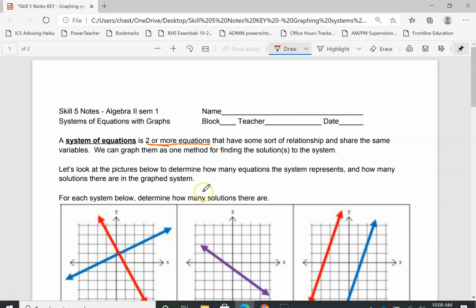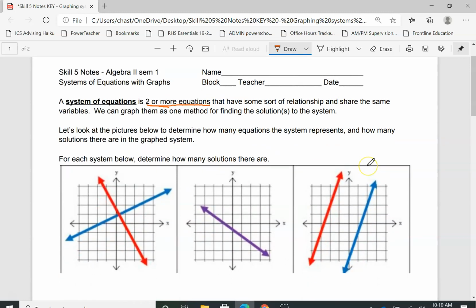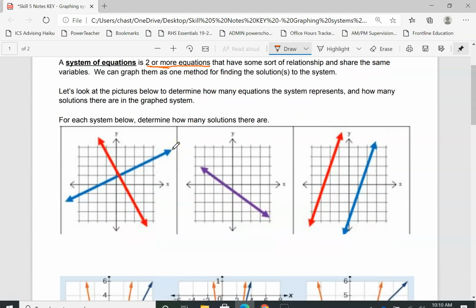So we're going to look at a few pictures and determine how many equations the system represents and how many solutions there are graphed in each system. Okay? So we've color coded the equations. Looking at this first graph here, we have two distinct lines. We have a red line and a blue line, so there are two equations.